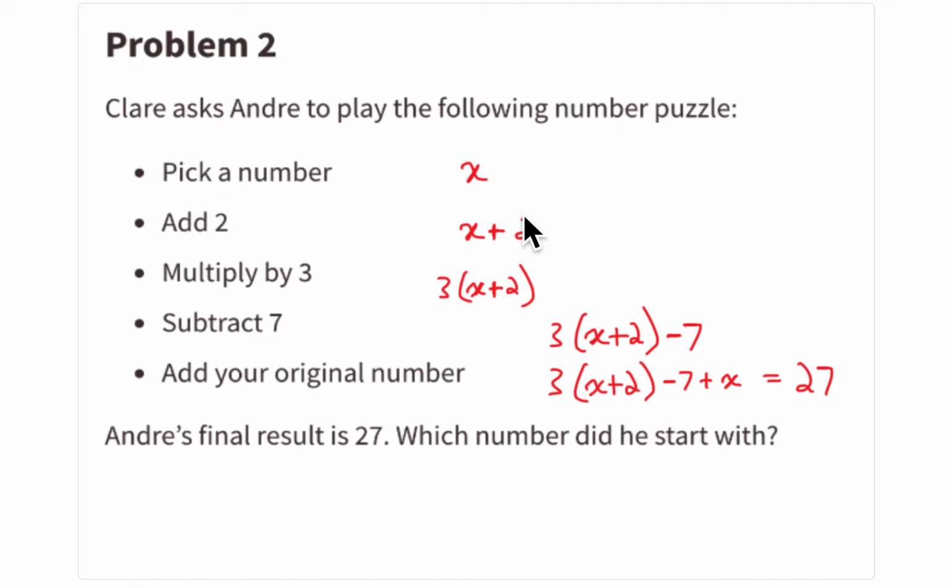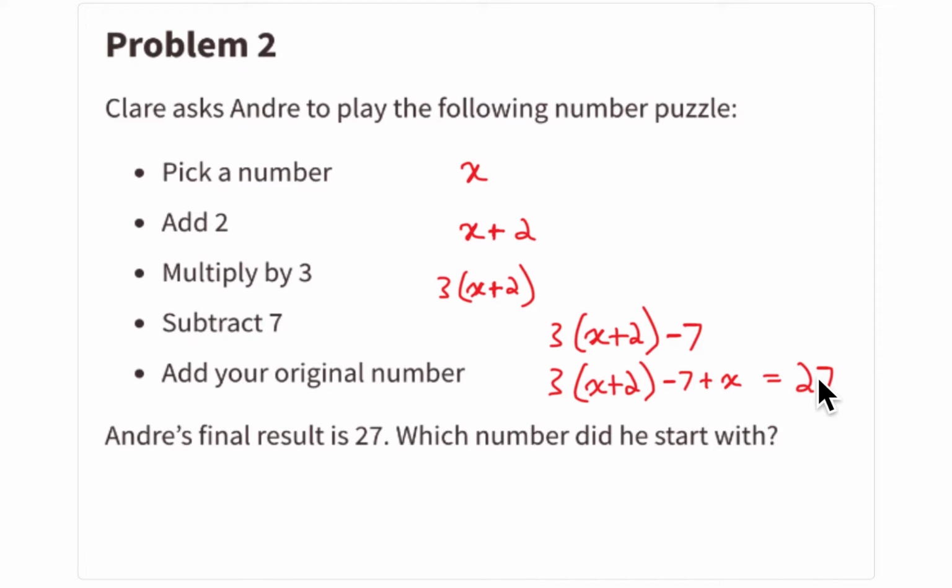So here are the steps written out algebraically. Pick a number x, add 2, multiply this value right here by 3. So you have to multiply the whole thing by 3. So 3 times (x plus 2). Subtract 7 from all of this, and then add x back. Whatever x is, you add it again, and you end up with 27 as your answer.